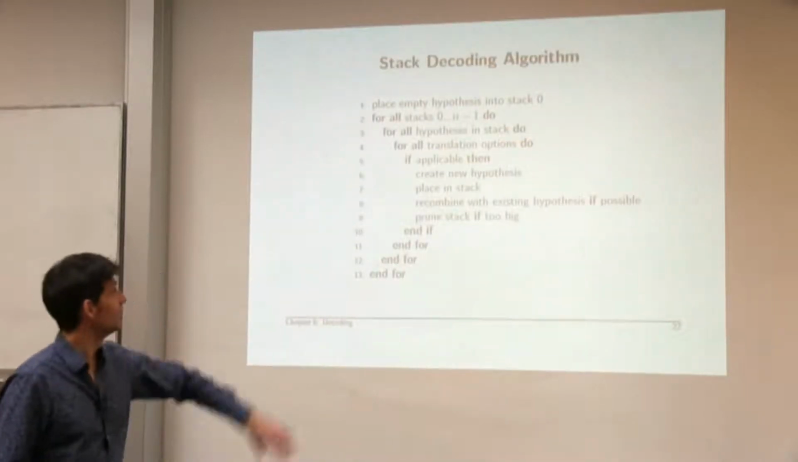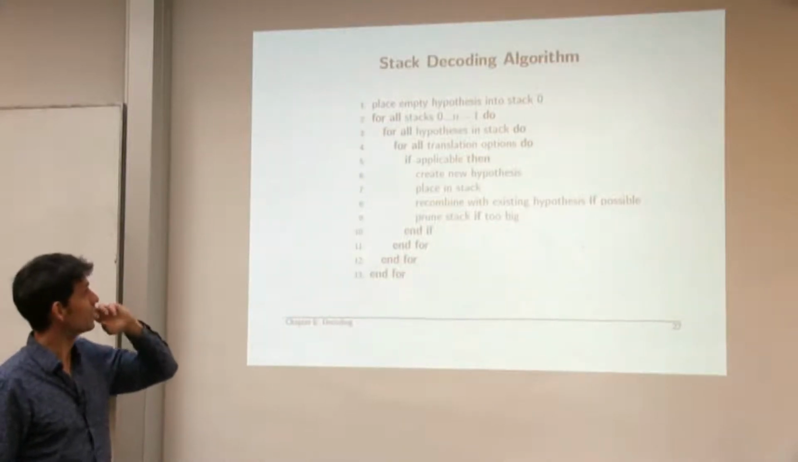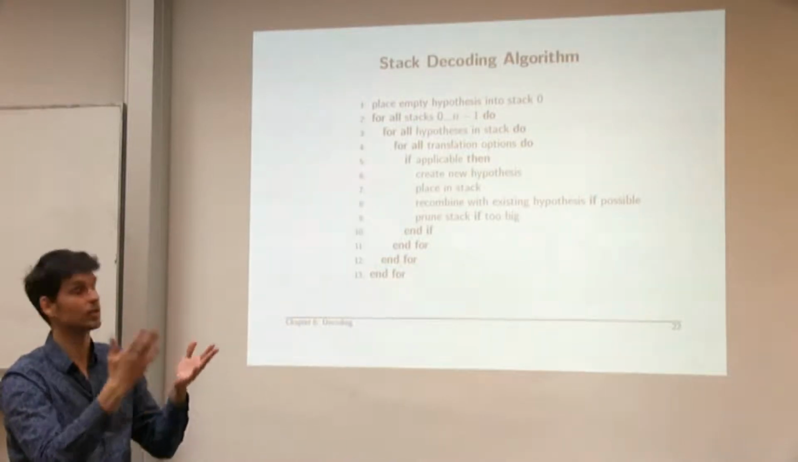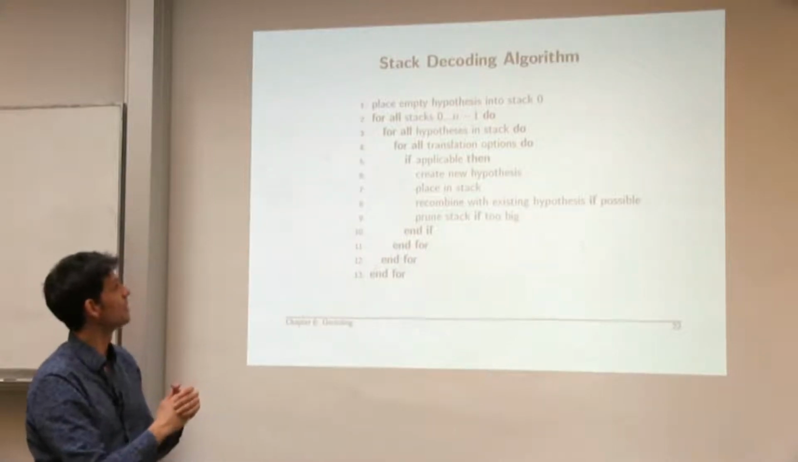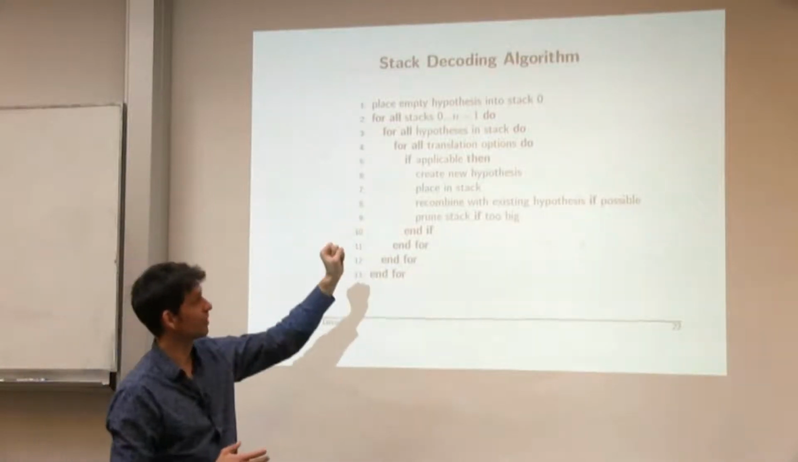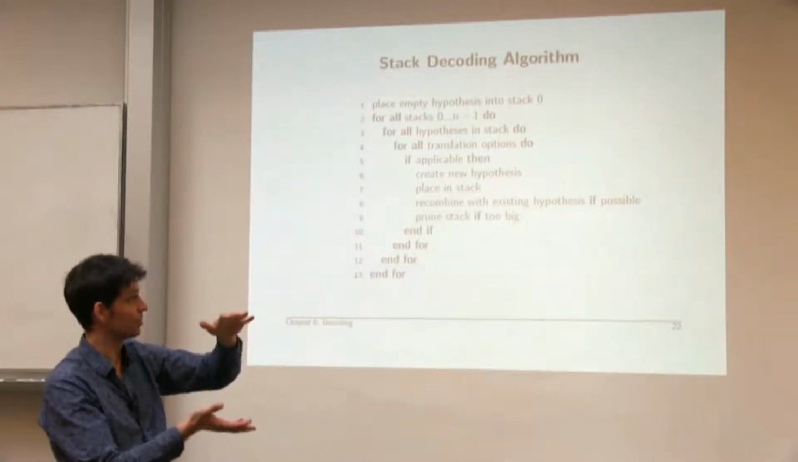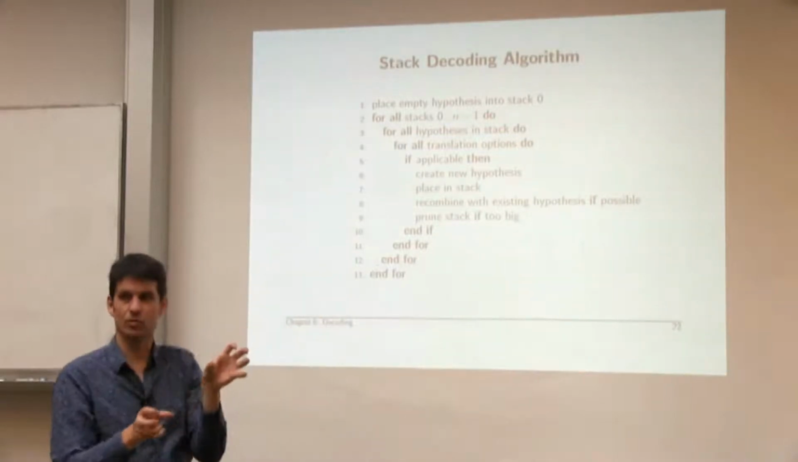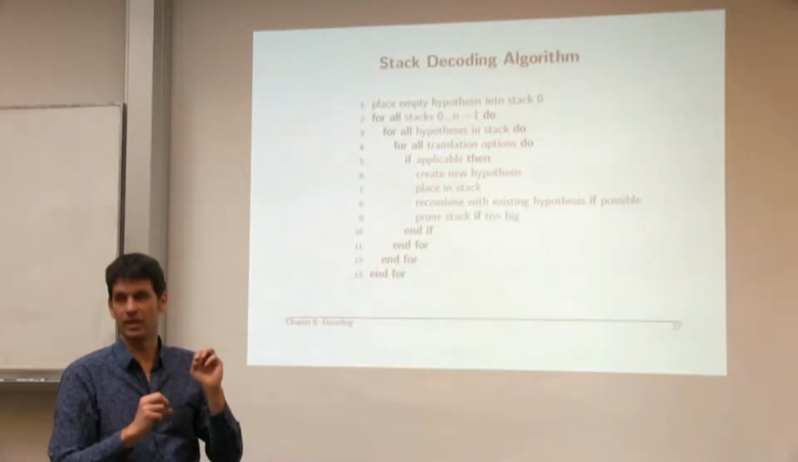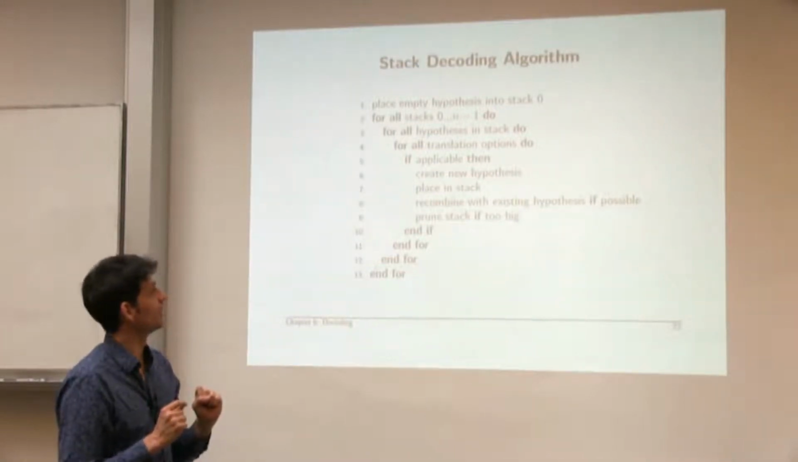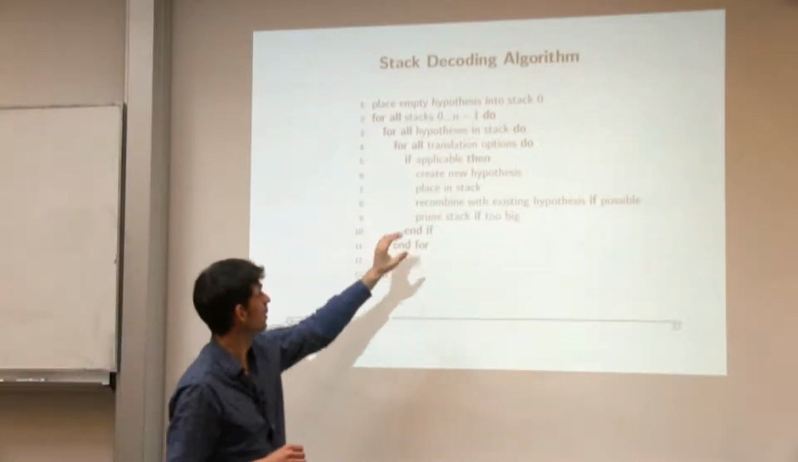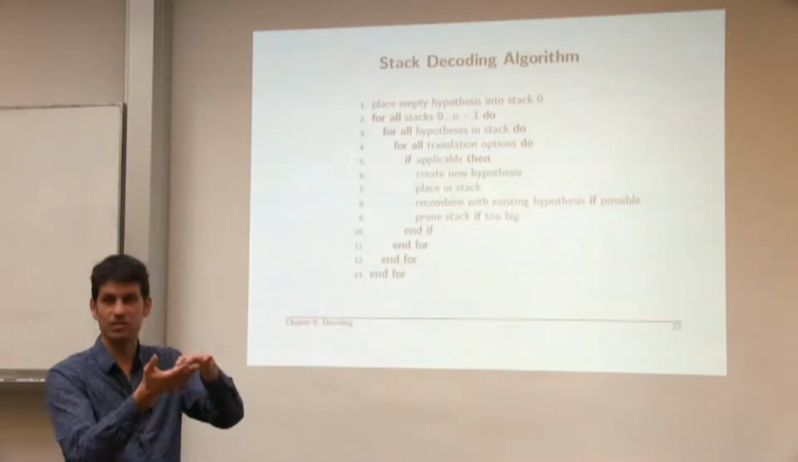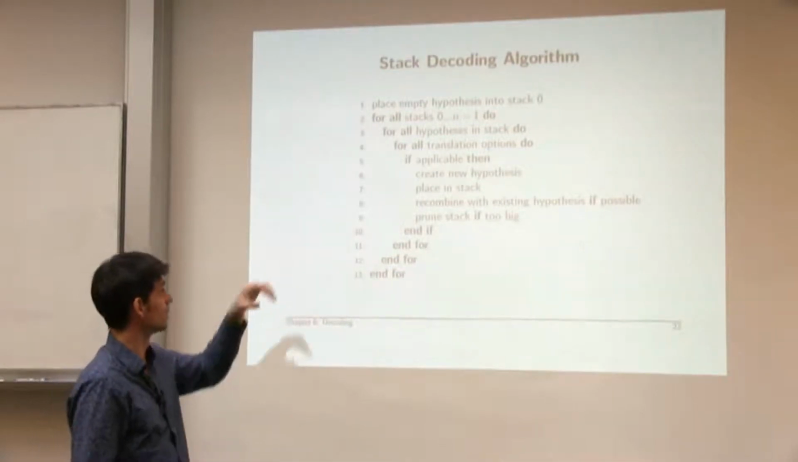So here's the summary in pseudocode. You place the empty hypothesis into stack 0, and then you travel across all the stacks in a for loop, so linearly. And for all hypotheses in the stack, you consider all the translation options. And because there is a fixed number of translation options, a limit of those as well, this can be deemed constant. And then if the translation option fits, if it's compatible with the coverage vector, then you create a new hypothesis and you place it into the appropriate further stack, possibly recombining it. And then if the stack has grown too big, you can directly prune it and you proceed.